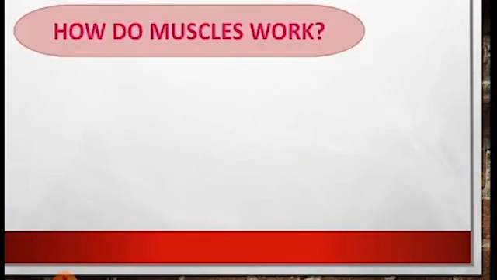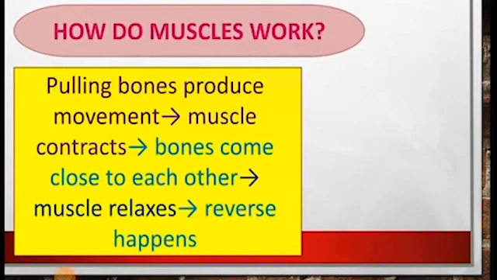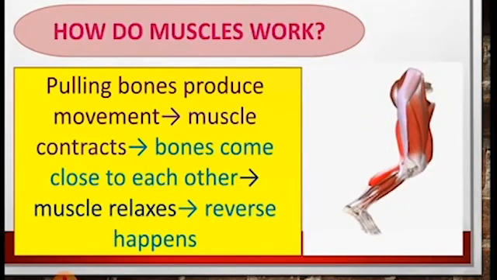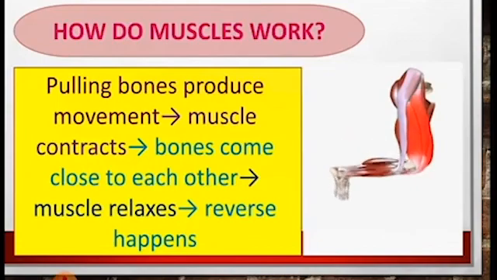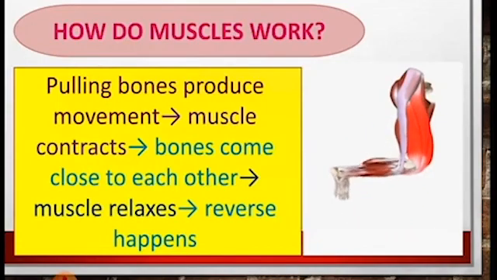How do muscles work? Muscles produce movement in the body by pulling on the bones. When a muscle contracts, the bones come close to each other. For example, when the knee bends, one muscle contracts and gets shorter, whereas the other one relaxes. When the leg stretches, the reverse happens. In this way, muscles work in our body.